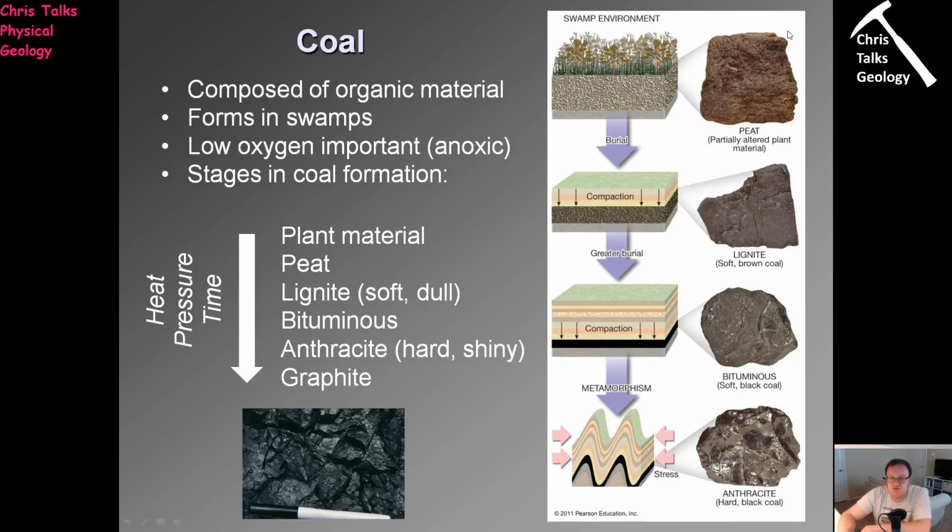So as we begin to heat up our coal, the next type of coal we get is something called lignite. And lignite is still pretty rubbish coal, to be honest. When you burn it, it's very, very smoky. Now, when you compact it even more and heat it up even more, you eventually end up with something called bituminous coal.